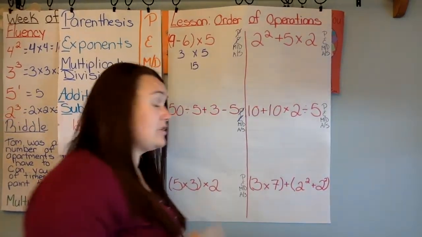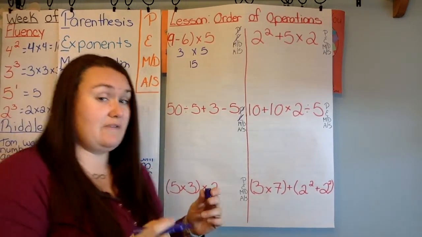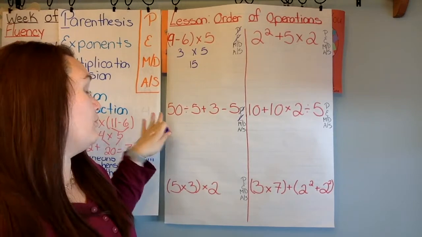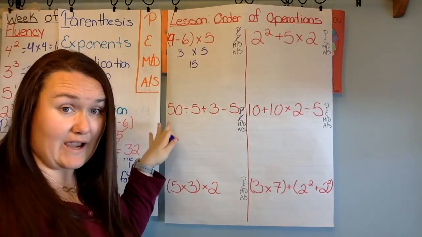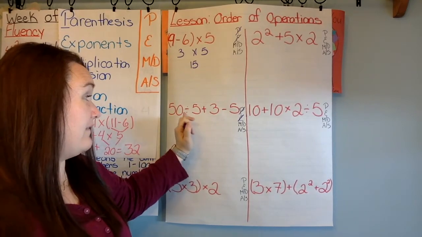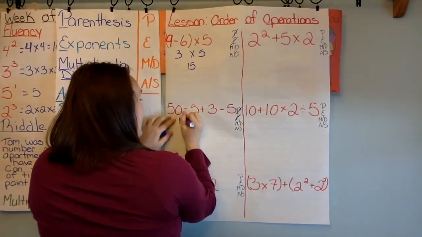Now this is where it's going to start to get a little complicated. So M and D stands for multiplication and division. So moving from left to right as you read, we're going to do either multiplying or dividing first. So moving, 50 divided by 5, I'm going to solve that first. So 50 divided by 5 is 10.